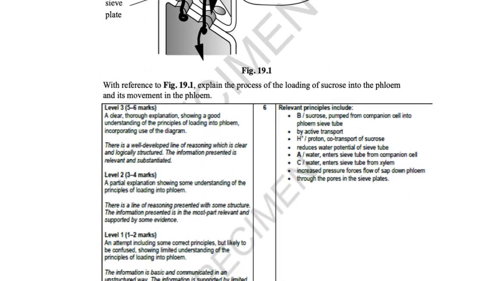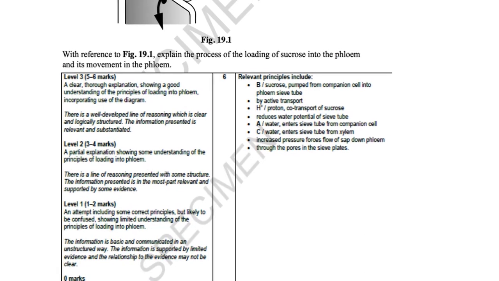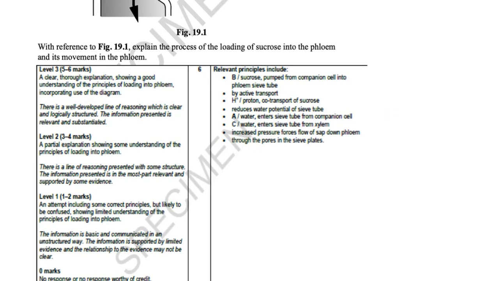So what they were looking for here was to specifically say what is happening at B, at A and at C. And what's happening at B was that the sucrose is being pumped from the companion cell into the sieve tube by active transport, use of the co-transport of sucrose, reducing the water potential, leading to water entering at A, water entering at C, which increases the hydrostatic pressure, which is going to force the sap down the sieve tube through the pores in the sieve plate.